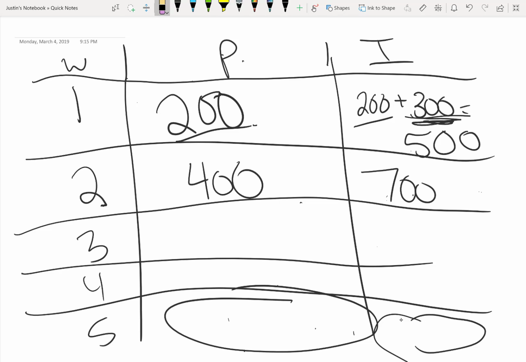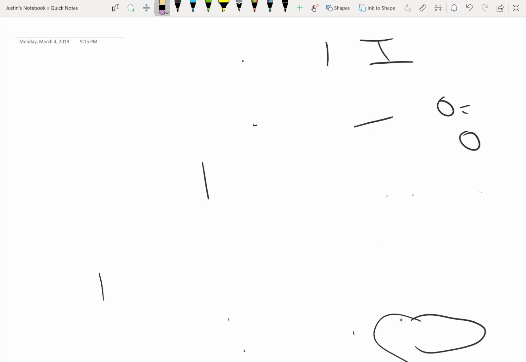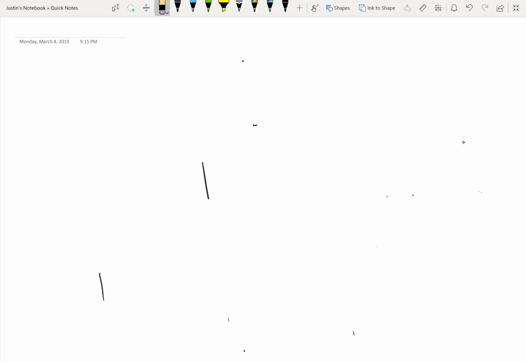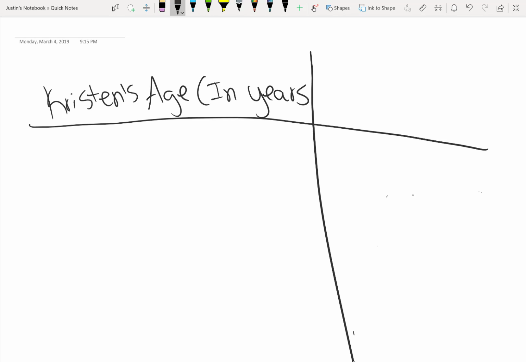Now answer B. All right, number 3 says, Shelly and Kristen share a birthday, but Shelly is 5 years older. So now we have 2 different people, and instead of being 2 years older, the one person's 5 years older. So you're going to start with Kristen's age. I want you to write Kristen's, and you're going to write in years, because that's the unit we're using. And then Shelly's age in years.